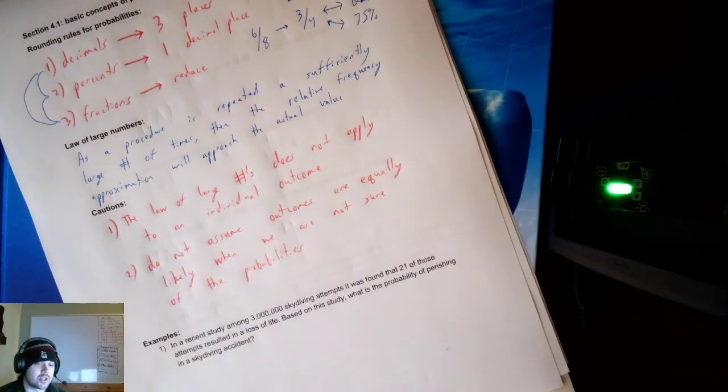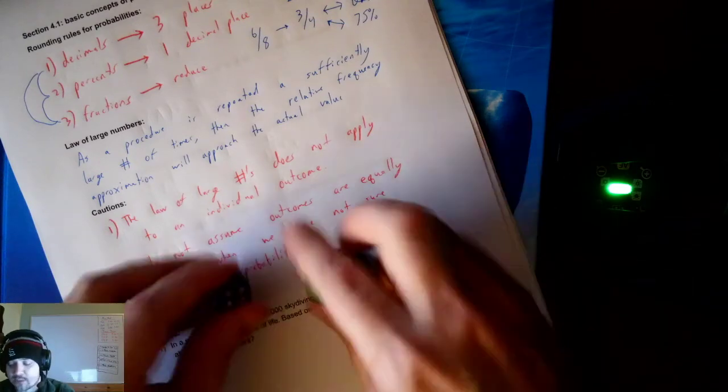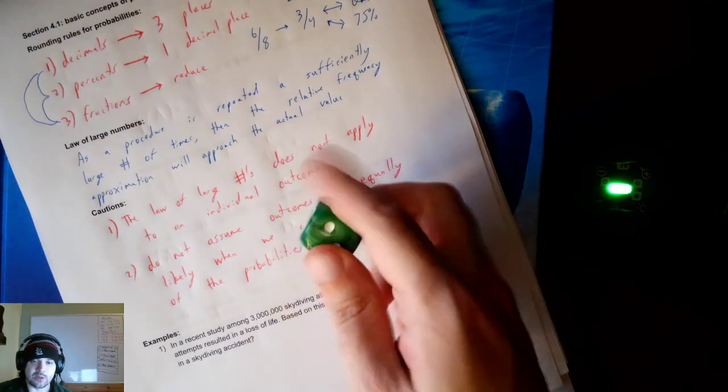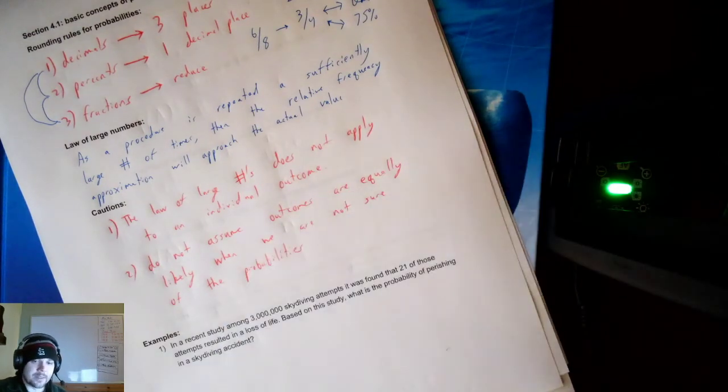So I should not assume the probabilities are equally likely. I should justify they are going to be equally likely. Here they were not. On a single die they are though, right? Any outcome is equally likely to each other outcome. So be careful with those two cautions. So let's take a look here.